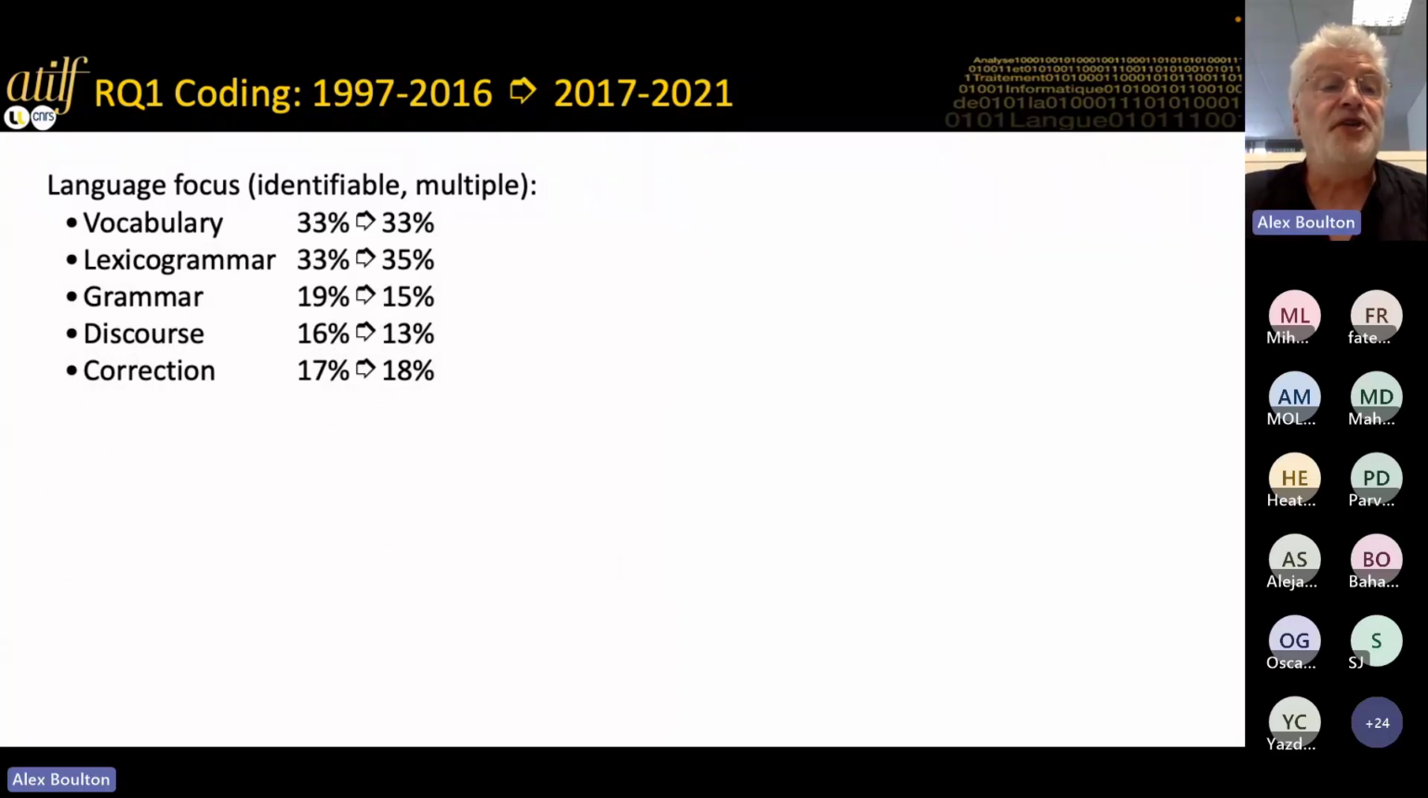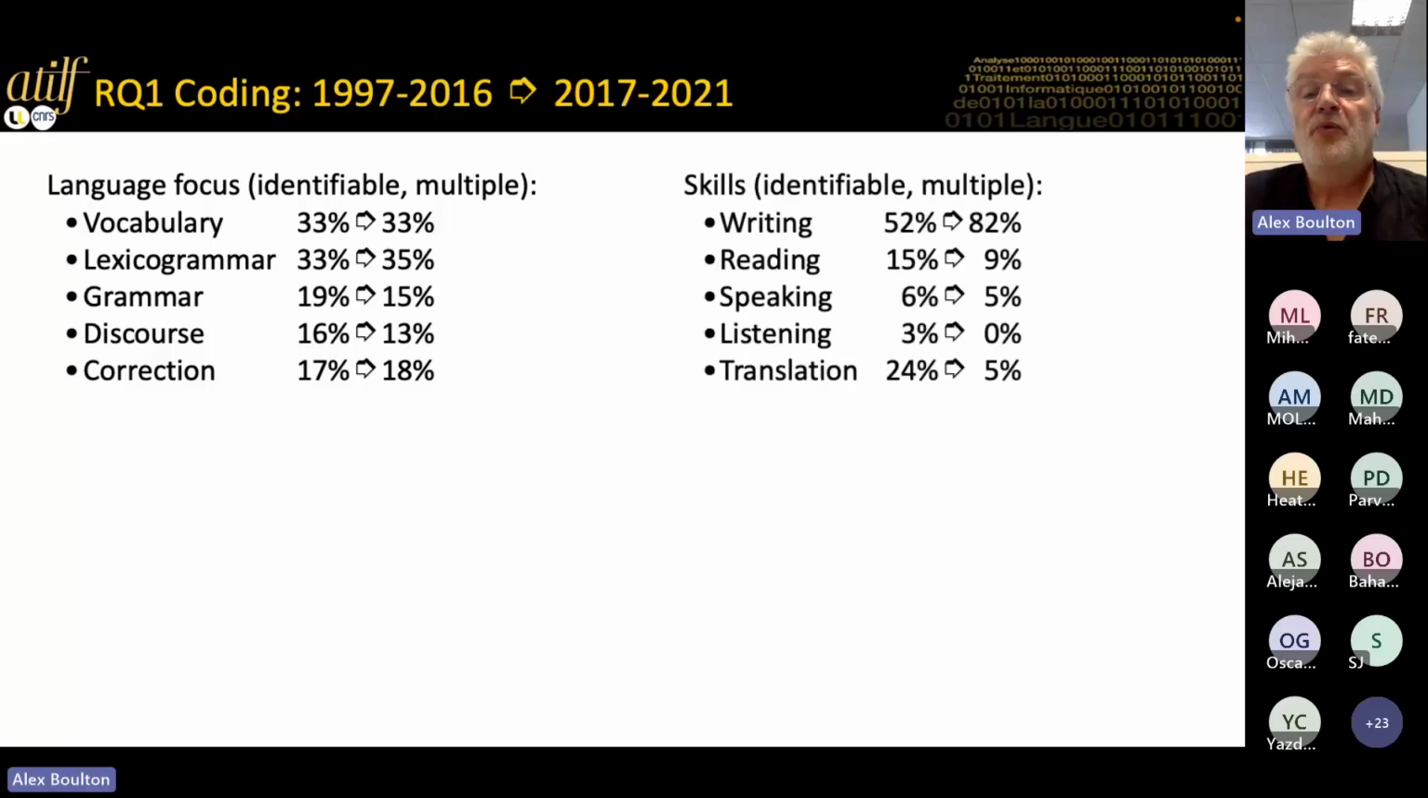Language focus hasn't changed so much. DDL has always been recognized as being mostly for vocabulary or lexicogrammar. That's still the same today. Perhaps it's a shame the other things are mostly going down. When it comes to skills, DDL has been pretty much dominated by writing, but that's become even more true in recent years, over 80%. Other skills are going down or disappearing. Translation in particular, right down from 24% to only 5%.